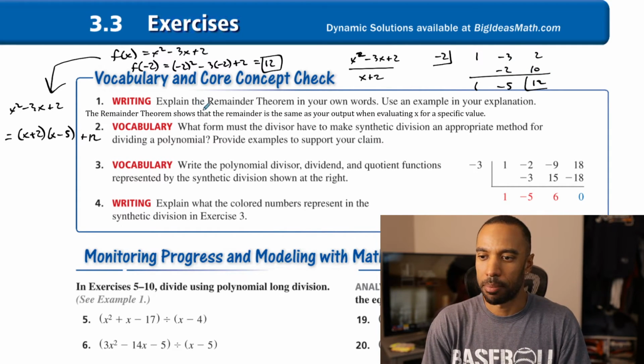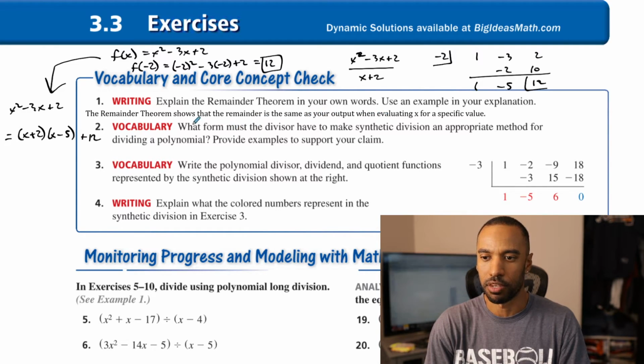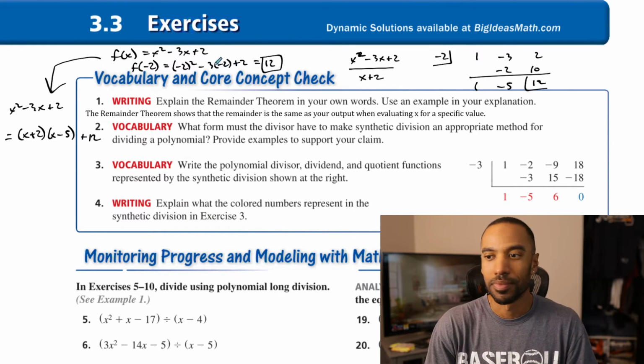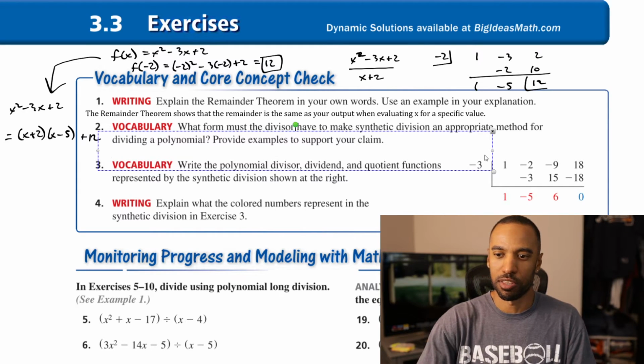All right, number 2, vocabulary. What form must the divisor have to make synthetic division an appropriate method for dividing a polynomial? Provide examples to support your claim. There's an example up top. I don't want to keep doing examples each time here. It must be in the form x minus k.